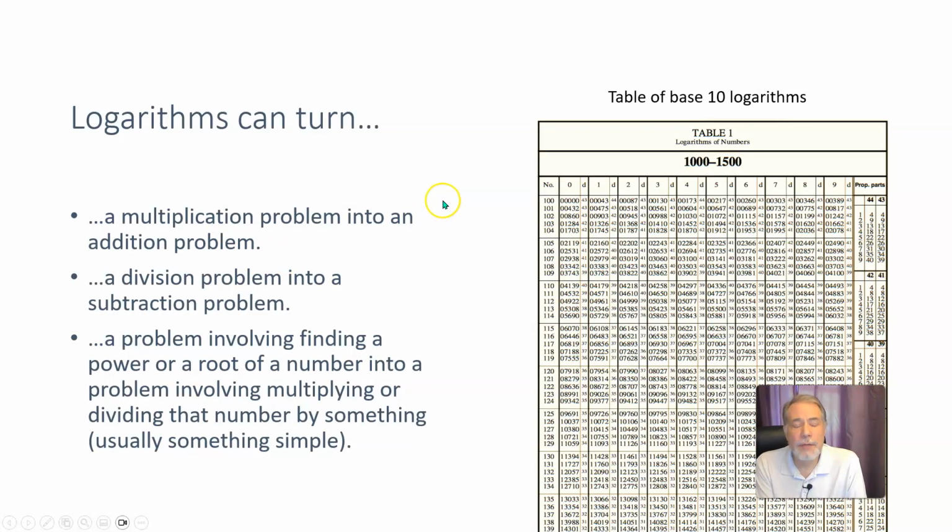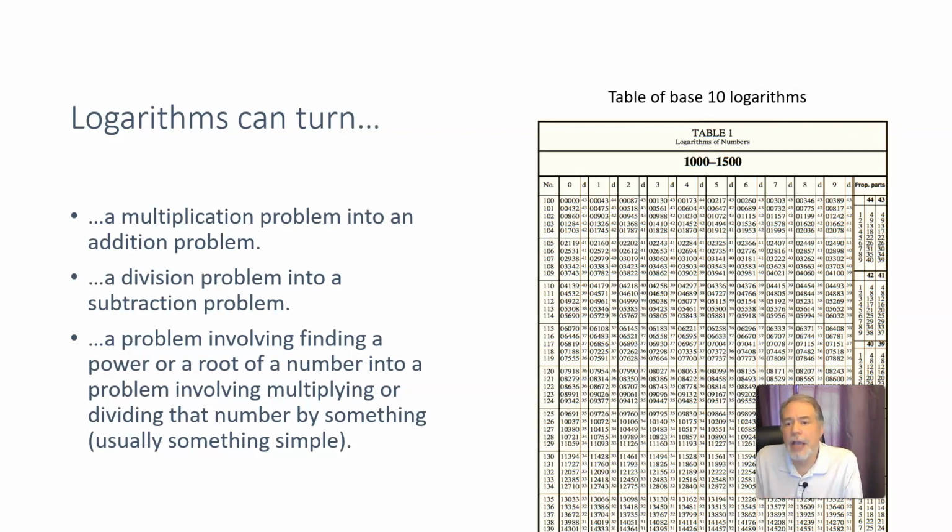So logarithms, as I said, can turn multiplication problems into addition problems. They can turn division problems into subtraction problems. They can turn problems involving raising a number to a power or finding a square root or a cube root or some other kind of root of a number into a problem involving just a simple multiplication or division. But to do it that way, you have to have a table of logarithms.